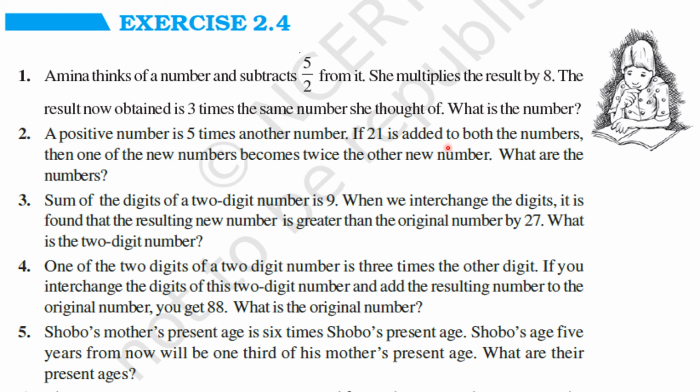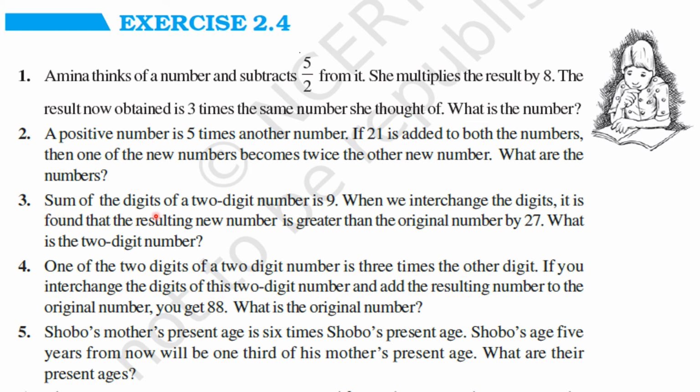Now 21 added to both, they became x plus 21 and 5x plus 21. Easy. Now they are giving the equation part, that one of the new numbers becomes twice the other. Simply, 5x plus 21, which is larger, is equal to 2 bracket x plus 21. Simple. Form the equation and solve it. Try it.